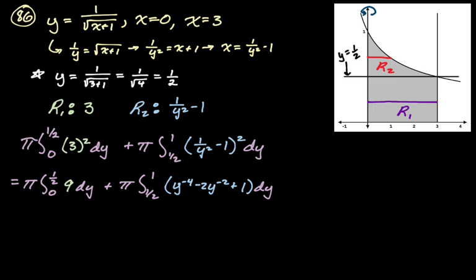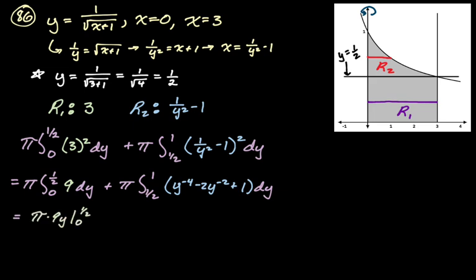Obviously 3 squared is 9. When you square 1 over y squared minus 1, you're going to get like 1 over y to the 4th. Multiply them together times 2, so negative 2 over y squared, and then plus 1. But I chose to write it all with negative exponents because it's easier to integrate from there. So that's what I've done. I'm going to just go through and integrate.